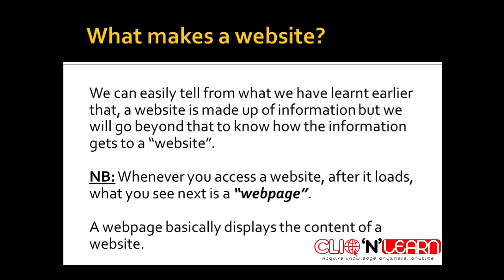Whenever you access a website, after it loads, what you see next is a web page. So if you access a site and what you see next is a web page, it means what we actually design is a web page. Once we make the web page accessible on the internet, it becomes a website. It is the web page that has the information, and we make the pages available on the internet. Once they are available there, we now have a website, a location where we can get information.